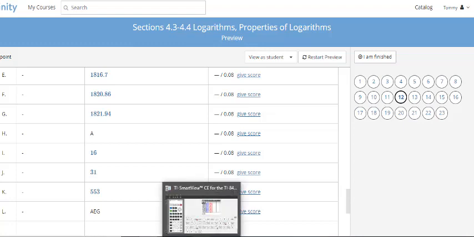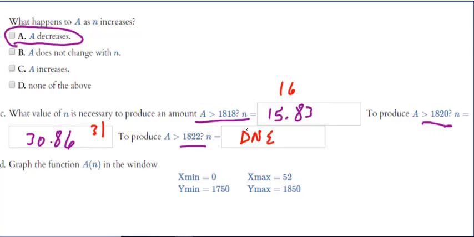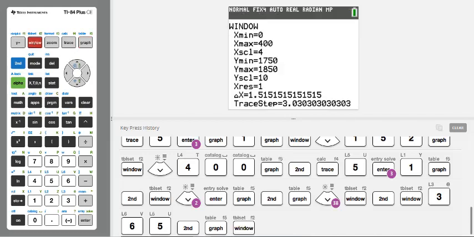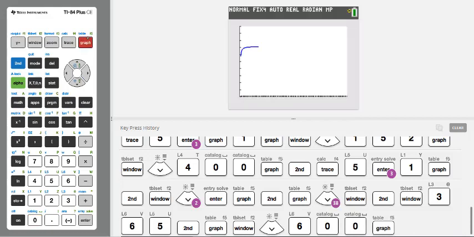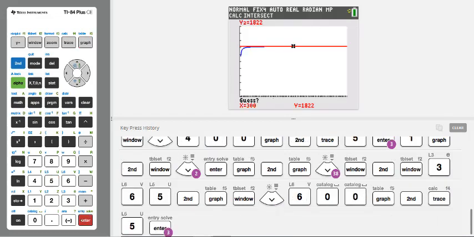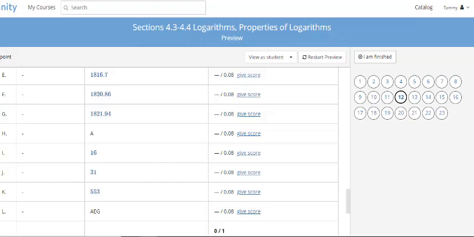We'll just give you what the answer should be. I'm saying this doesn't exist. They're saying it's 553. Let's just see. I don't think that's going to make it, but let's do 600. Graph. All right, so second trace, 5, enter, enter, enter. There you go. Just got to go out far enough. 552 point something, and they come up with 553.